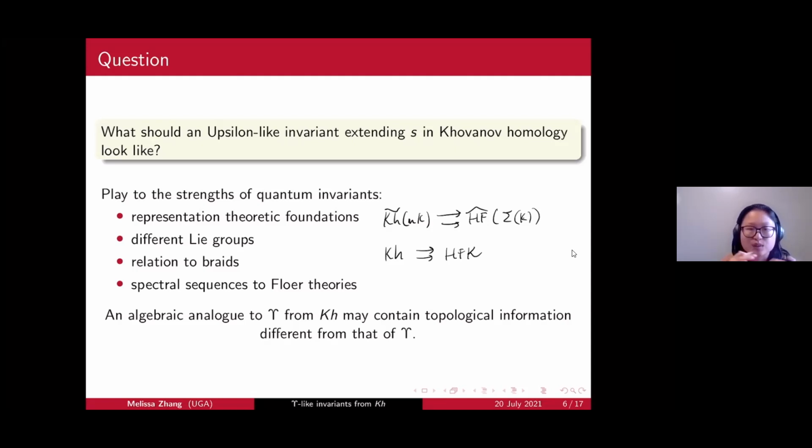Also, why do we want one from Khovanov homology? Well, it's probably going to give you different information than Upsilon does, because Upsilon is not from a quantum invariant, it's from a geometric invariant. So there's this idea that we want to use these things for the same reason, but they might have different information.